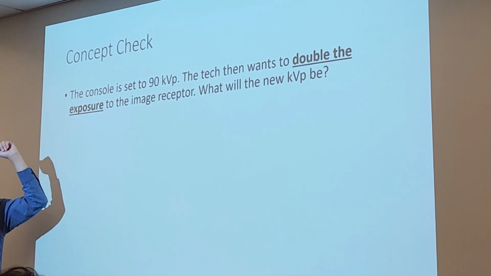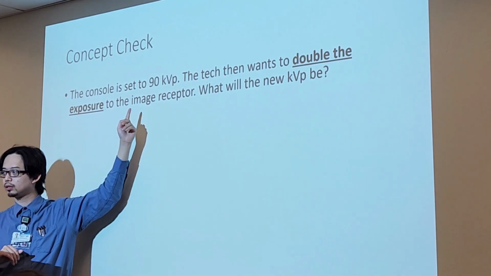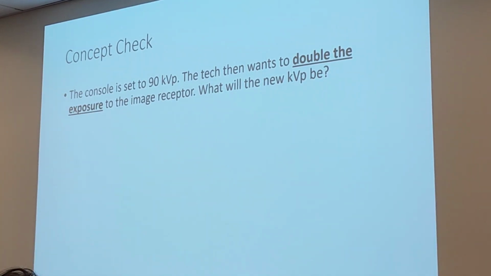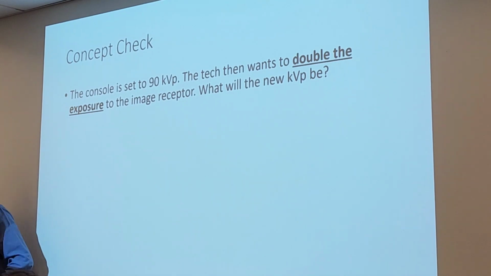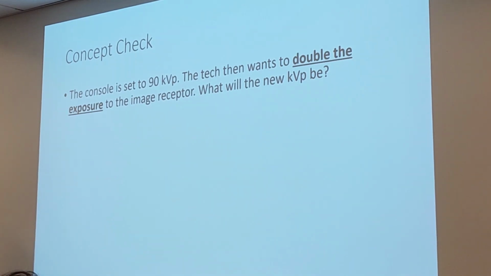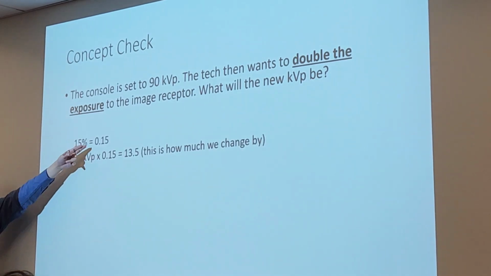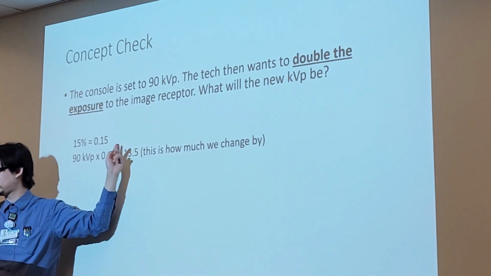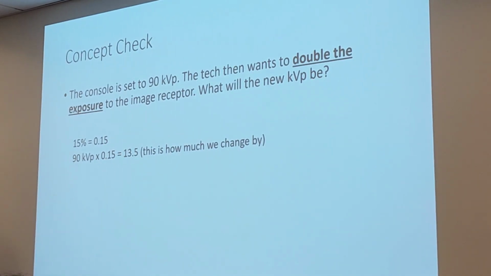In this case, our starting KVP is what? 90. How do we find 15% of 90? Multiply by 0.15. Good, you multiply by 0.15, right? 15%, right, is the same as 0.15. So we get our 15% as 0.15, you multiply. This is how much our KVP will change by.